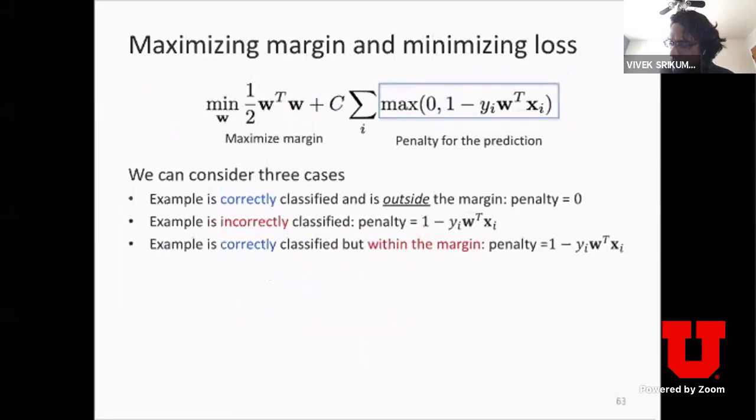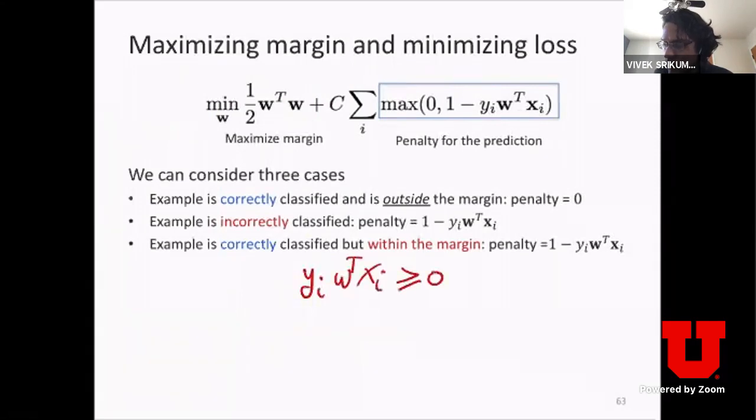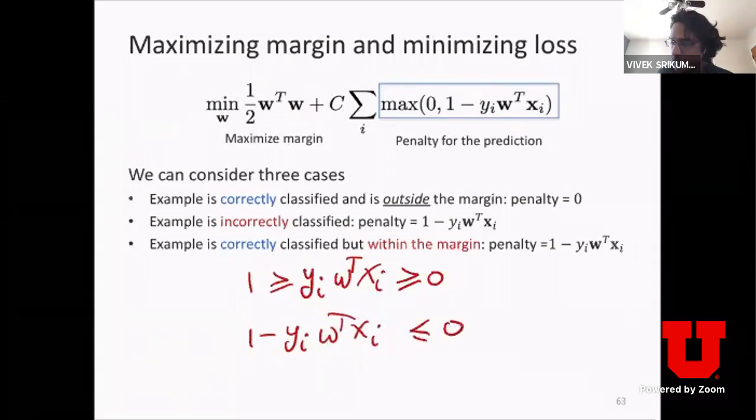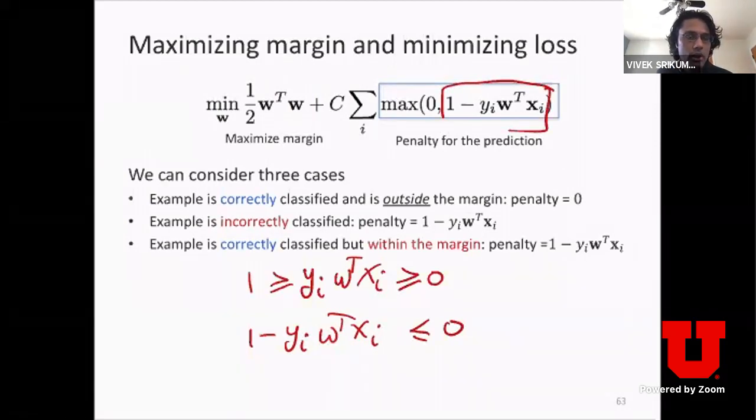The third option is the example is correctly classified, but within the margin. That means yi w transpose xi is greater than 0, but it's less than 1. But because it's less than 1, that means 1 minus yi w transpose xi is greater than 0. Sorry, I made a mistake here. That means 1 minus yw transpose x is positive. I just moved this here and swapped sides.